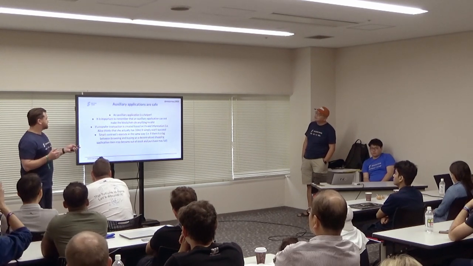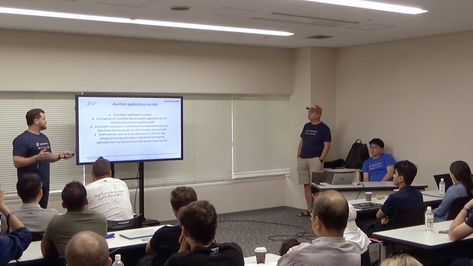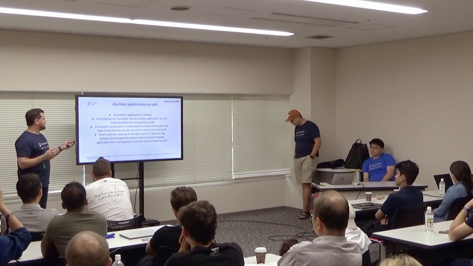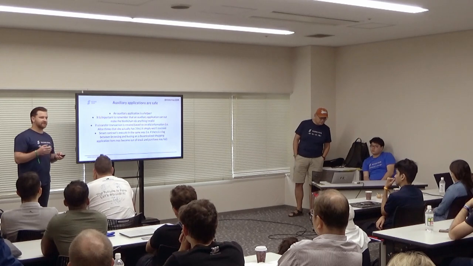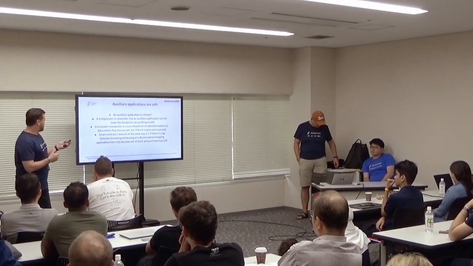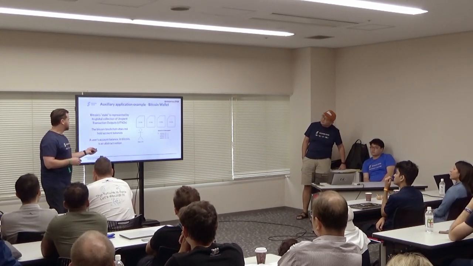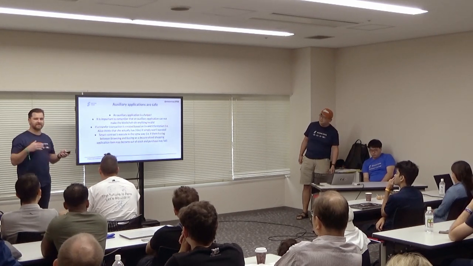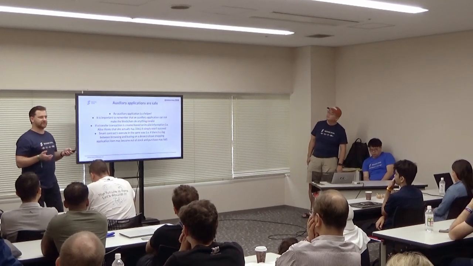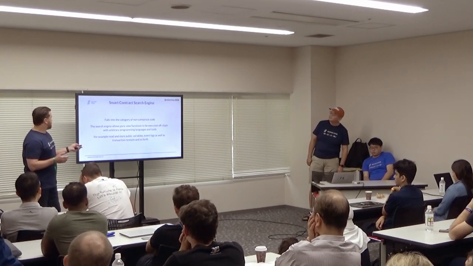They are safe because they're really just a helper. It's important to remember that an auxiliary application can't make the blockchain do anything invalid. For example, if Alice has two Bitcoin, and she thinks that she's got three for some reason and tries to execute a transaction, that won't actually succeed. So it can't make the blockchain do anything that's not valid.